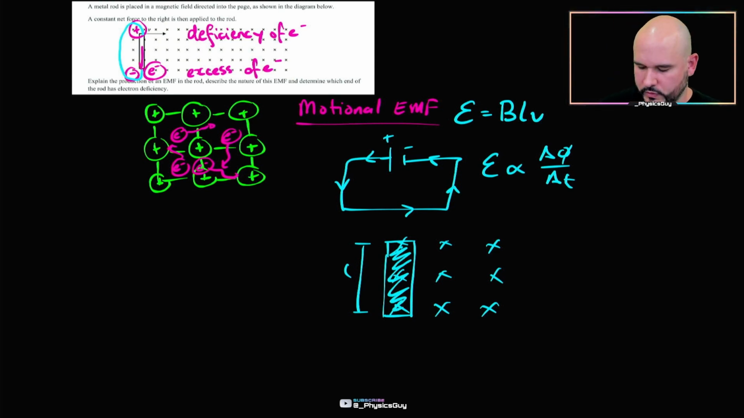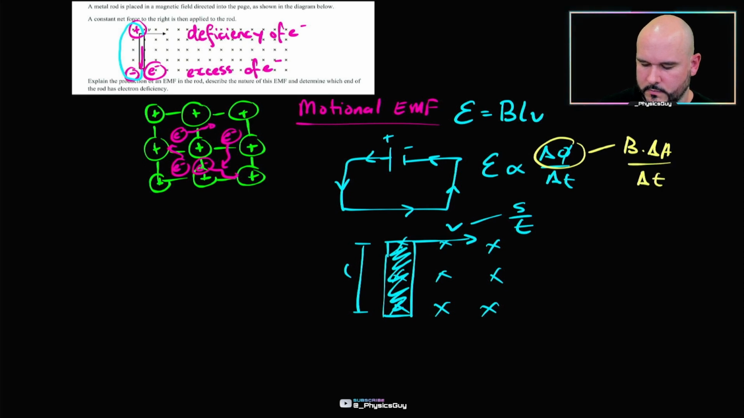Now, if that rod moves towards the right with a speed V, we know V is displacement over time. Now what is the change in flux? The change in flux is going to be magnetic field times change in area over change in time. But what is the change in area? It's essentially the area which the one-dimensional rod has swept out.